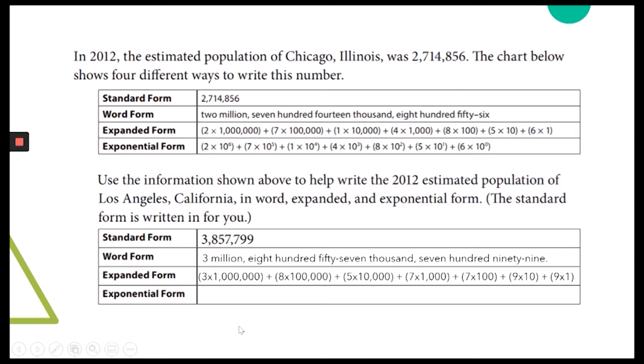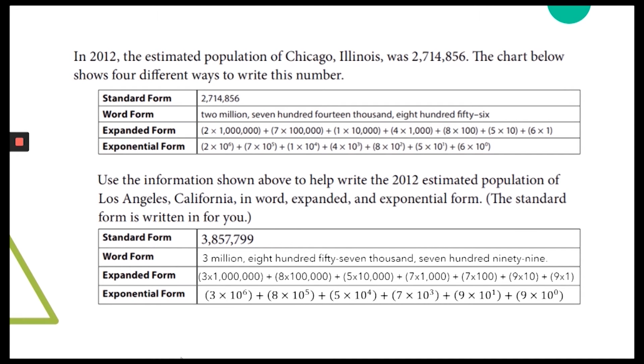Okay, how about exponential form? We have 3 times 10 to the 6th power, plus 8 times 10 to the 5th power, plus 5 times 10 to the 4th power, plus 7 times 10 to the 3rd power, plus 9 times 10 to the 1st power, plus 9 times 10 to the 0 power. All right, check those answers, see how you did. If you need to, go back and try it again.